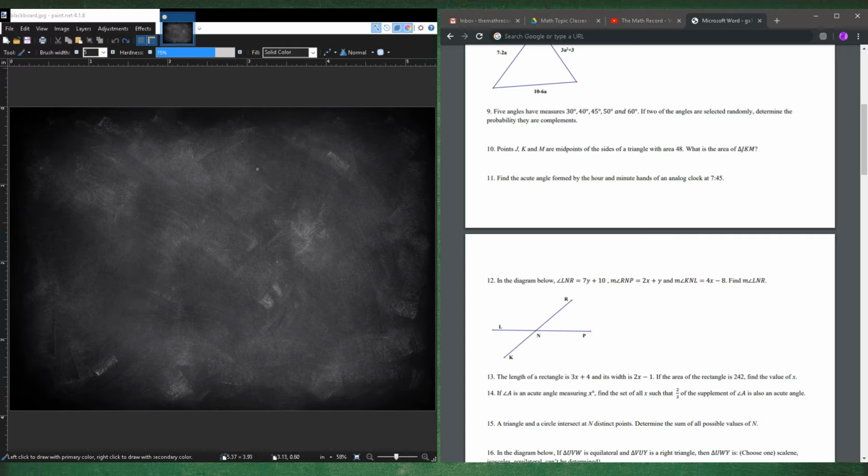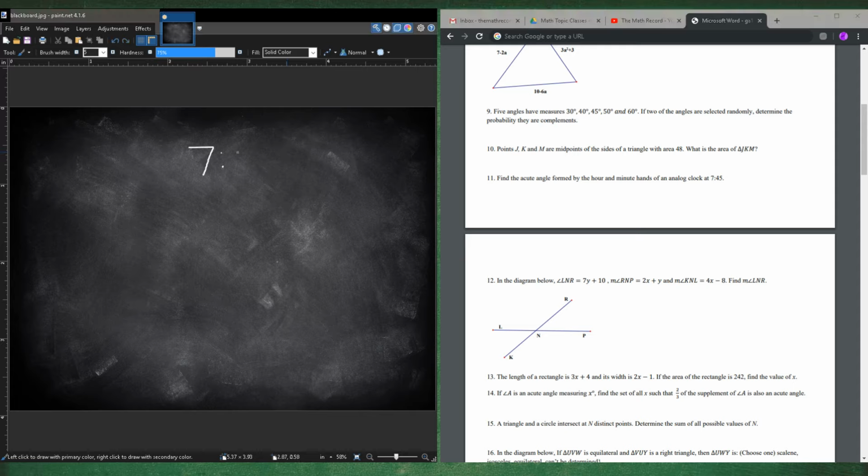Find the acute angle formed by the hour and minute hand of an analog clock at 7:45. At 7:45, you might be tempted to just calculate the angle right then and say it's like a 90-degree angle or something like that, but it really isn't. On a clock, the minute hand is moving, and the hour hand is also moving at a really slow rate. You just don't see it, but it is moving.